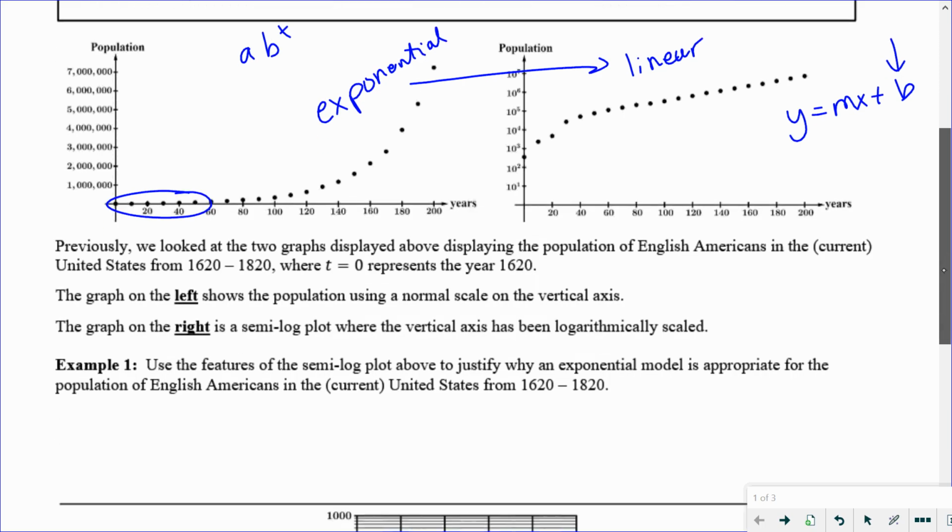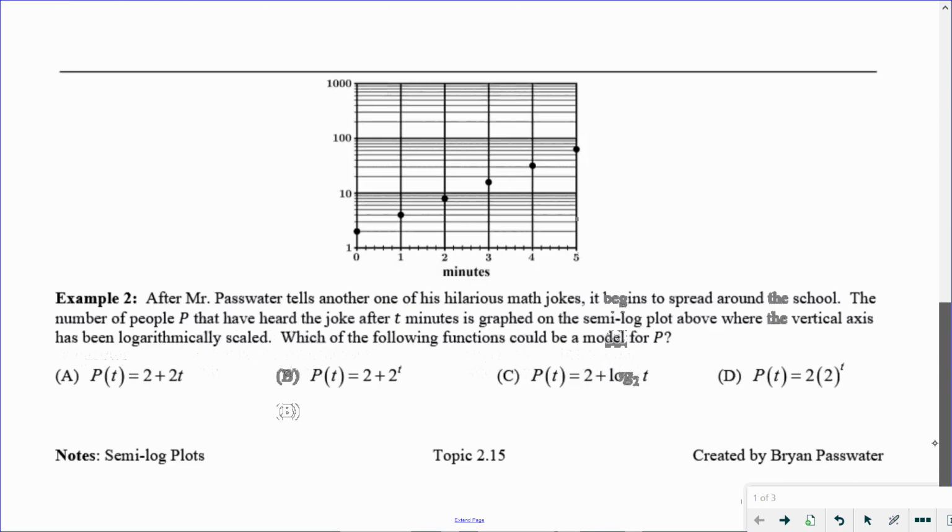All right. So anyway, let's look down here. It says Mr. Passwater tells another one of his hilarious math jokes. It begins to spread around the school. The number of people that have heard the joke after a certain number of minutes is graphed on the semi-log plot here. What you are seeing on the semi-log plot is a line.